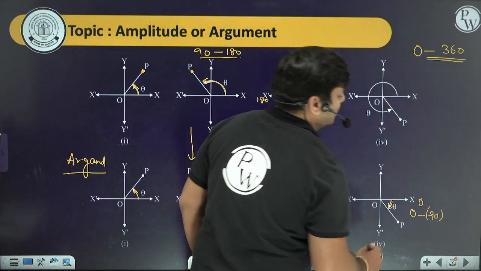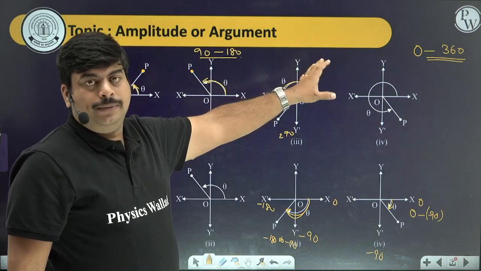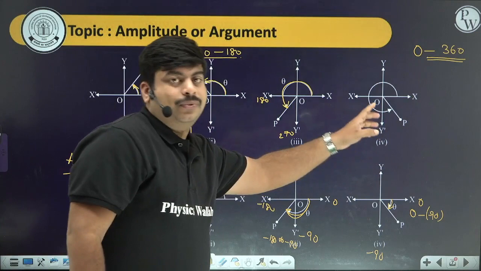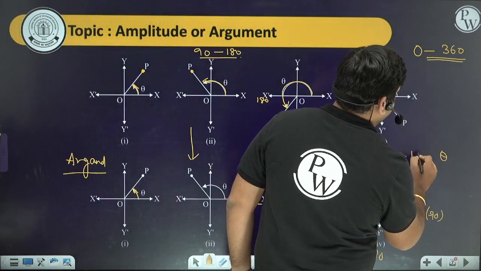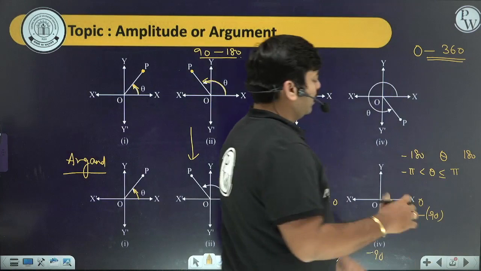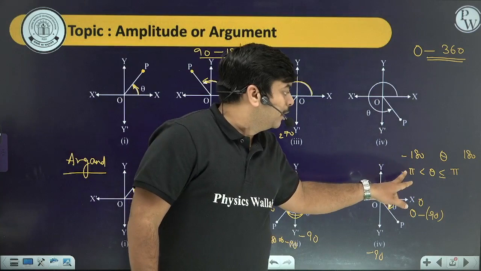Understand? In plane geometry we consider the angle from 0 to 360, but here that is not the case. Here the value can go from 0 to positive 90 till 180, and from minus 180 to 0. If you club all this, our values of theta will lie between minus 180 and 180, that is, minus pi less than theta less than or equal to pi. In some books you can find the equality on the other side, so minus pi is included and pi is not included.